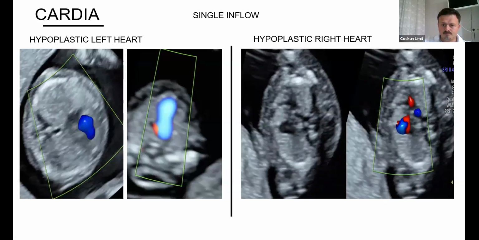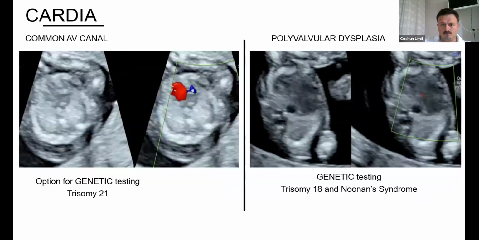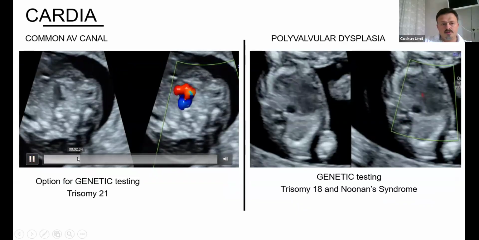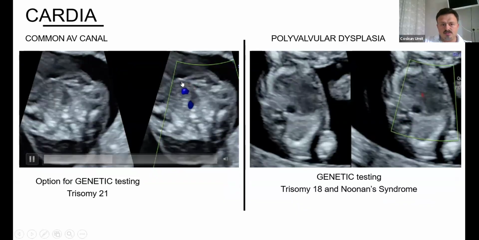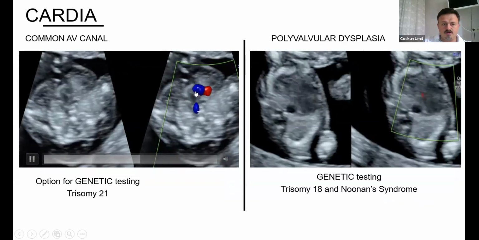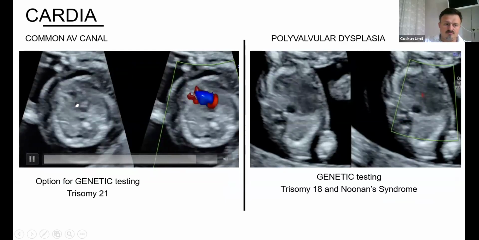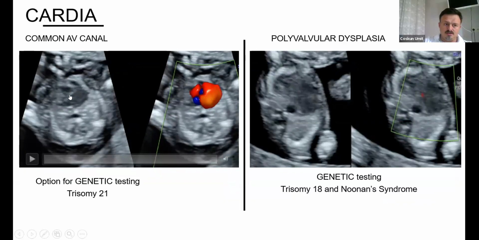Single inflow. In common AV canal, this is very important for trisomy 21. As you can see here, there is a large regurgitation in the middle of the heart, and there is a large defect in the middle of the heart, especially in the crux part of the heart.